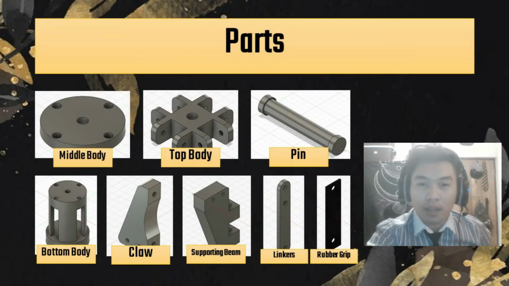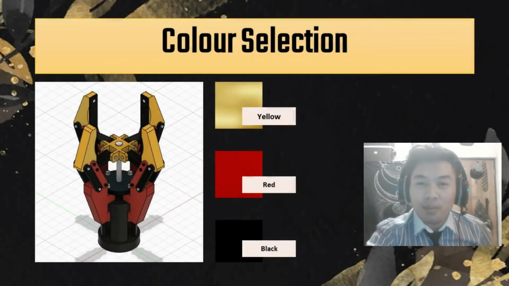So in the next slide we can see the parts that are available in our Easy R Gripper. For example, we have the body part, the lower body part, the middle body, and also the top body. Then we have the claw, the supporting beams, the linkers, the rubber gripper, and also the pin for it to be fully assembled.